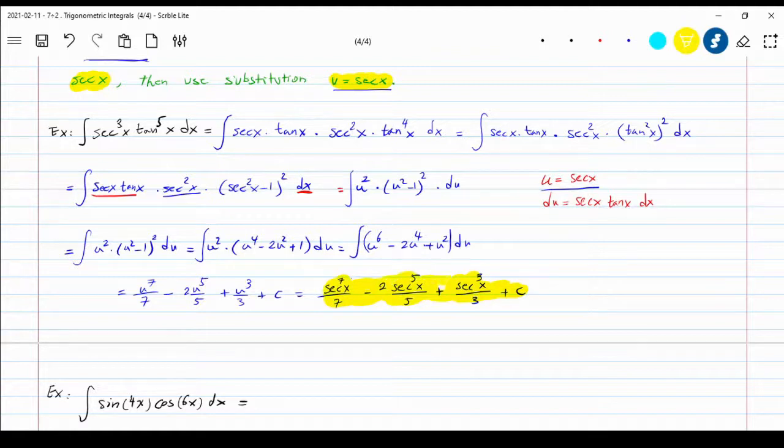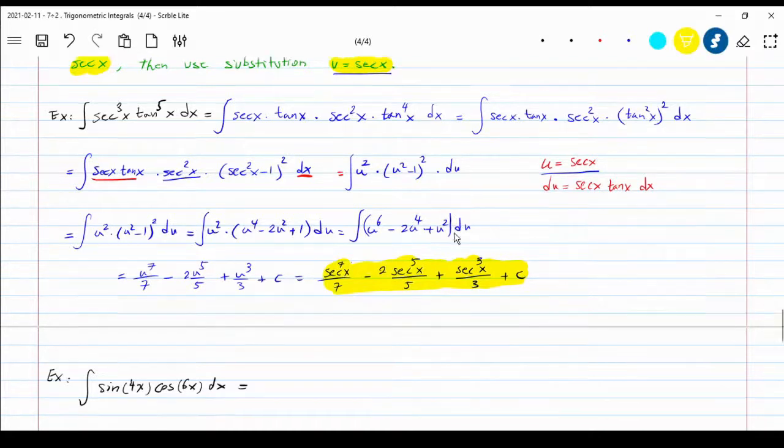It's too many terms, but the idea is not too complicated. You just try to write it in terms of one of the variables that you already have the derivative of. Okay, so this is in case you're dealing with secant, tangent. Similarly, for cotangent, cosecant, it's exactly the same thing. Everything that we talked about for secant, tangent holds for cotangent, cosecant.